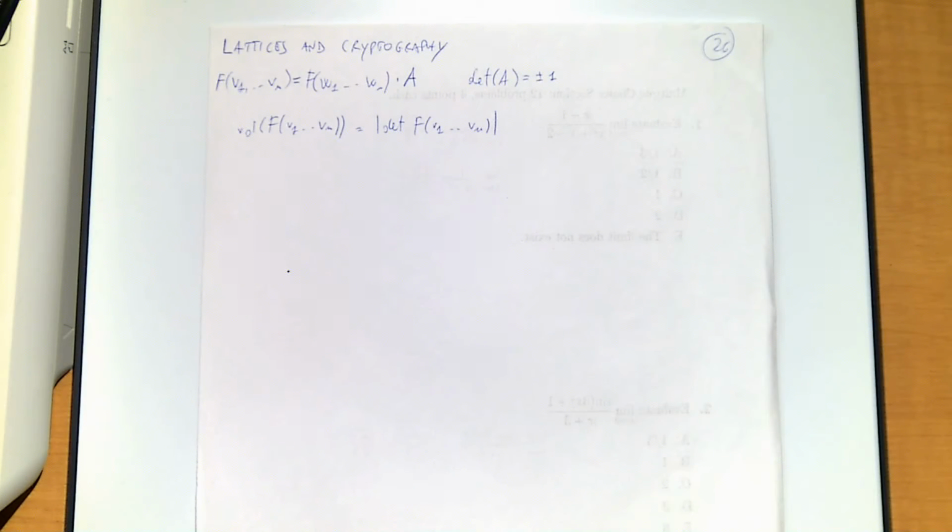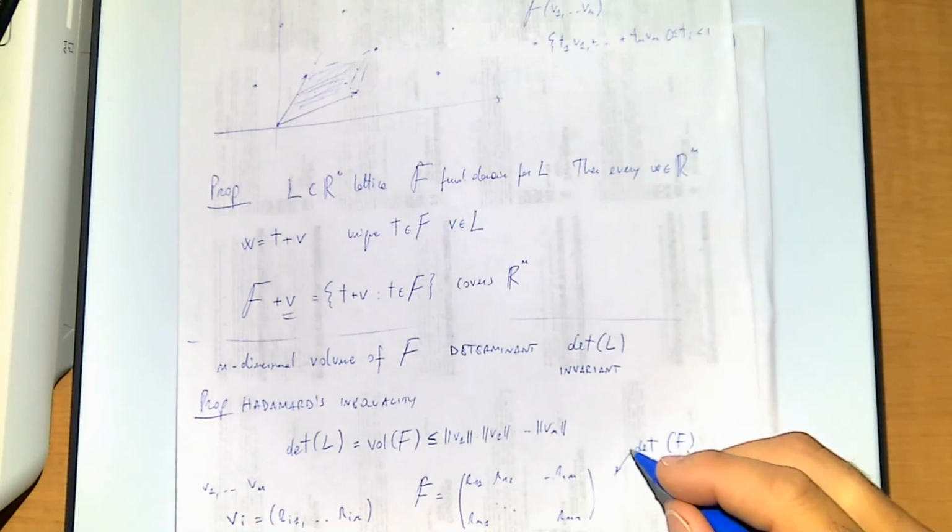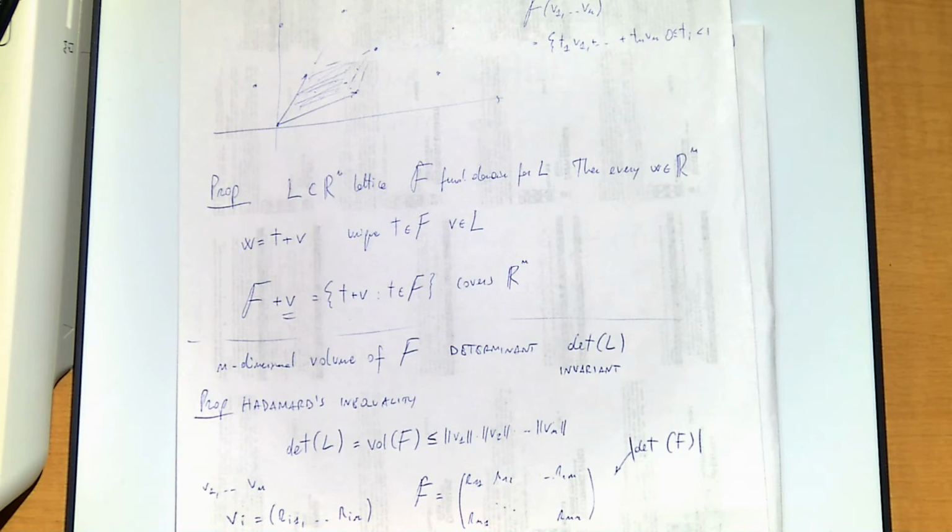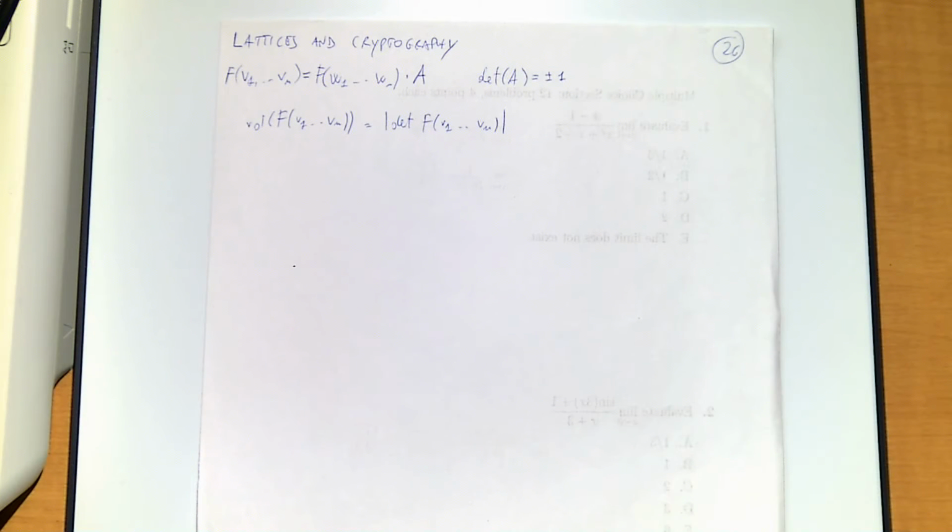Right? Did I write absolute value before? No, I didn't. So maybe that's why you were confused. It's the absolute value of that. Okay? And it makes sense because you're not interested in positive or negative. You're interested in the magnitude of the determinant.